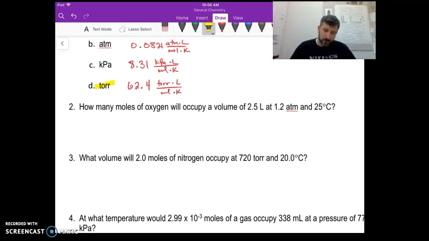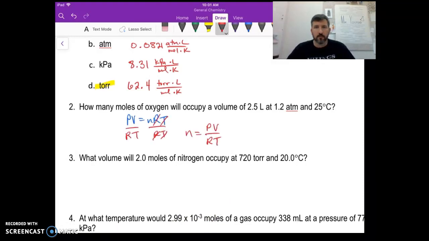So the first thing I want you to do is write down the ideal gas law for each question, PV equals nRT. And I want you to go ahead and rearrange this first one to solve for what you think the question is asking for. Okay, so there's the equation that you should have come up with, n equals PV over RT. And now it just becomes a matter of plugging the numbers in.